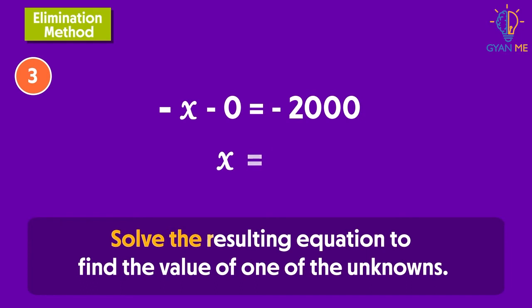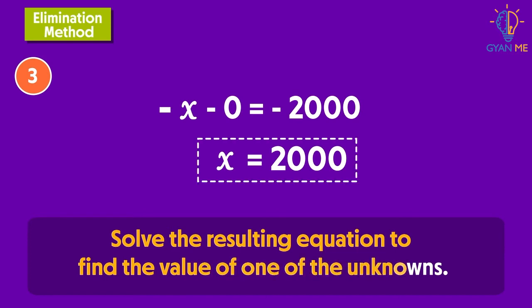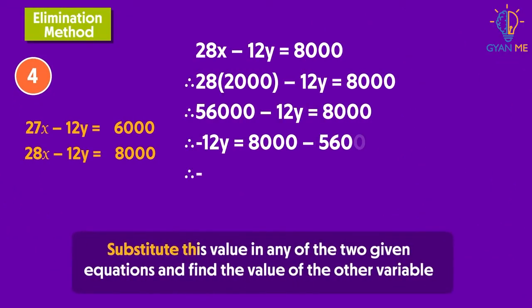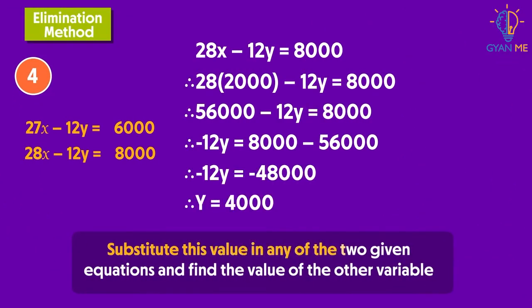Step 3. Solve the resulting equation to find the value of one of the unknowns. On solving, we get the value of variable x is equal to 2000. Step 4. Substitute this value in any of the two given equations and find the value of the other variable. Substituting the value of x equal to 2000 in the equation, we get the value of y is equal to 4000.